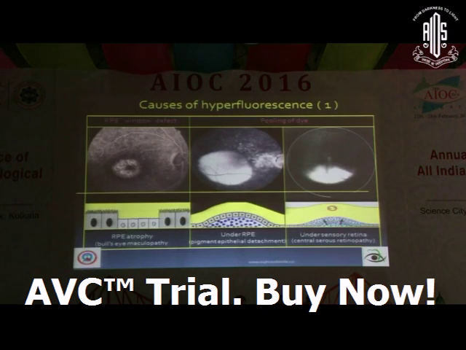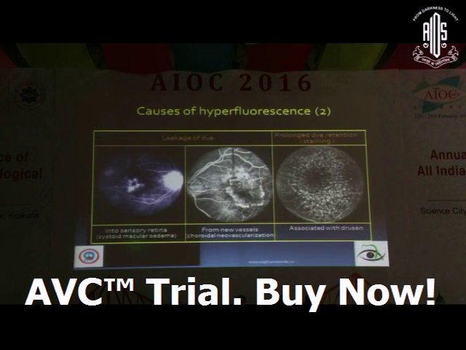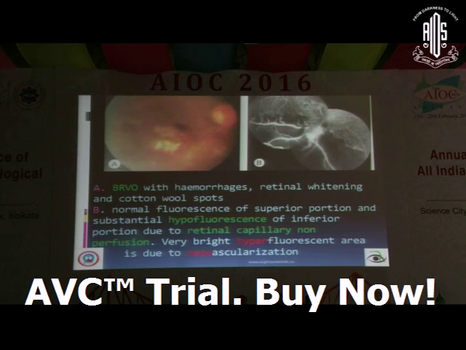Causes of hyperfluorescence: RPE window defect, RPE atrophy, bull's eye maculopathy; pooling of the dye under the RPE in pigment epithelial detachment, or under the sensory retina in CSR; leakage of the dye into the sensory retina, as in cystoid macular edema; new vessels, choroidal neovascularization; prolonged dye retention or staining associated with drusen. A branch retinal vein occlusion view with hemorrhage, retinal whitening, and cotton wool spots shows normal fluorescence of the superior portion and hypofluorescence of the inferior portion due to retinal capillary non-perfusion.